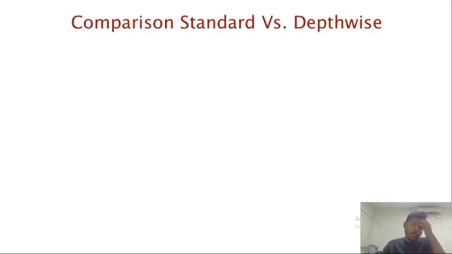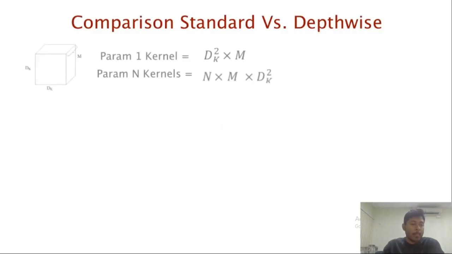So before going into the deep learning model, let us first briefly talk about how depthwise and normal standard convolution differ parameter-wise. In normal convolution, for example, we have a kernel which has a size of dk cross dk, and we have m number of filters. So for one kernel, we have dk square because the height and width are dk and dk. So for one kernel, we have the parameters dk square cross m. So if we have n such kernels, it will be n cross m cross dk square.